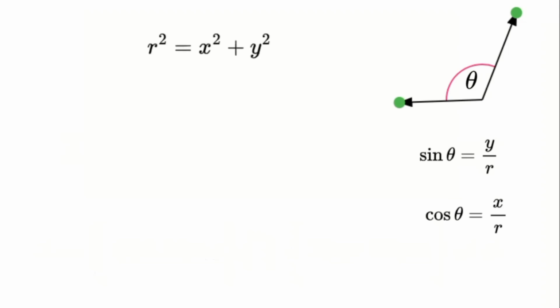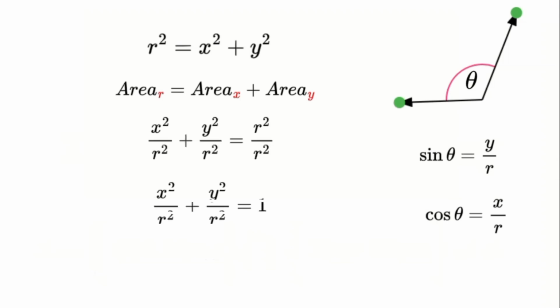We also have the well-known Pythagorean Theorem, which states the square of x plus the square of y is equal to the square of r, where r represents the hypotenuse. When we divide the entire equation by the square of r, we get the following. The square of sine theta plus the square of cosine theta is equal to 1. This is a foundational concept in traditional geometry that you're probably familiar with.